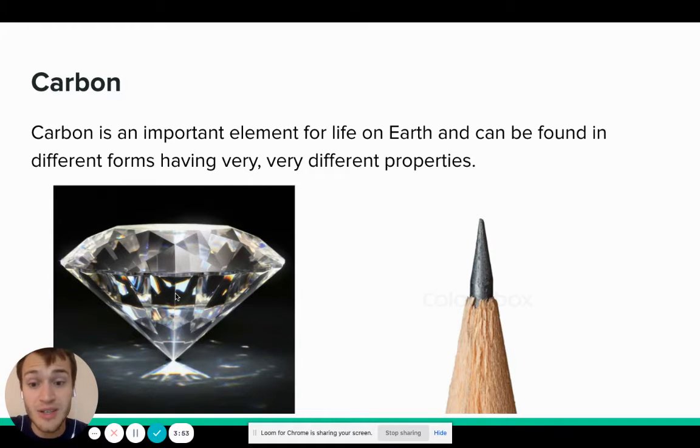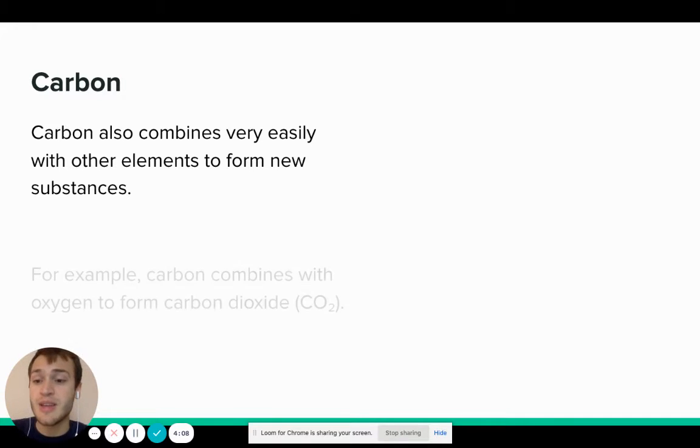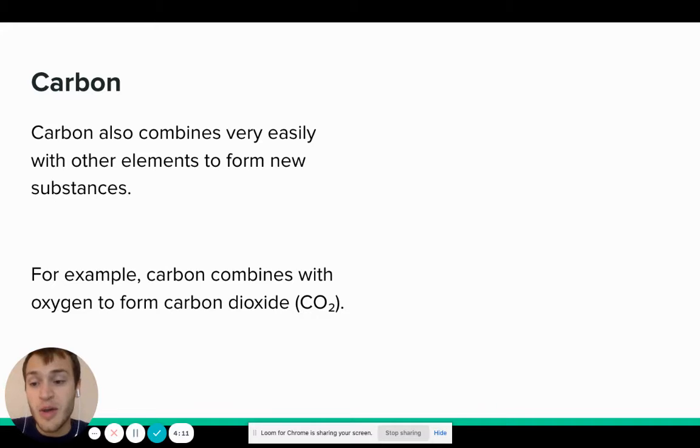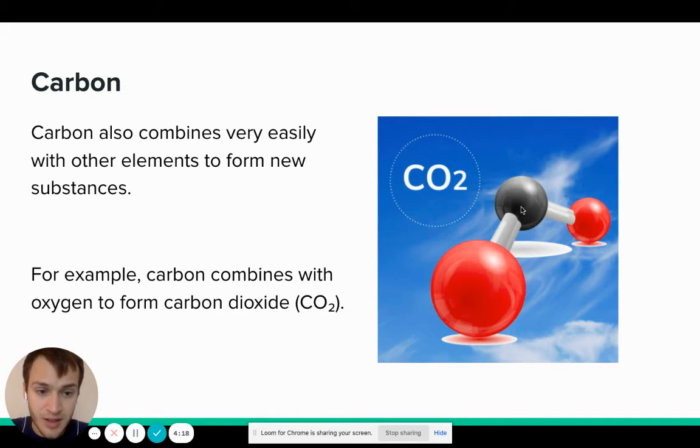These two substances are very different. This is one of the hardest materials that we have on Earth, and this one, as you probably know, is extremely brittle. We can also combine carbon pretty easily with other elements to form new substances. So for example, if we take carbon and combine it with two oxygen atoms, we form carbon dioxide, CO2. So here's carbon, this black atom right here, and then we've got two red oxygen atoms here. The color, of course, is just for this diagram, but carbon combines very easily with other elements as well.